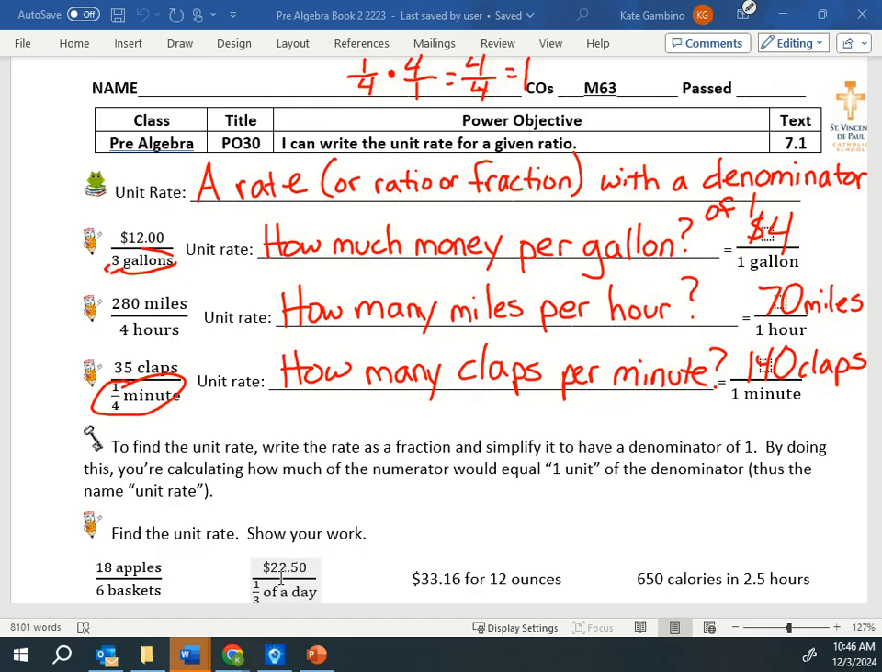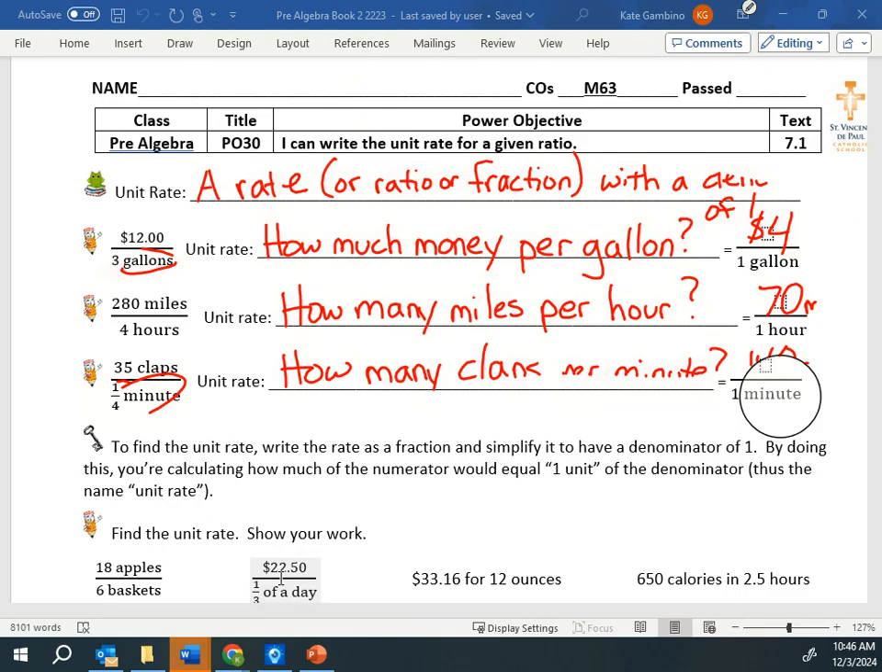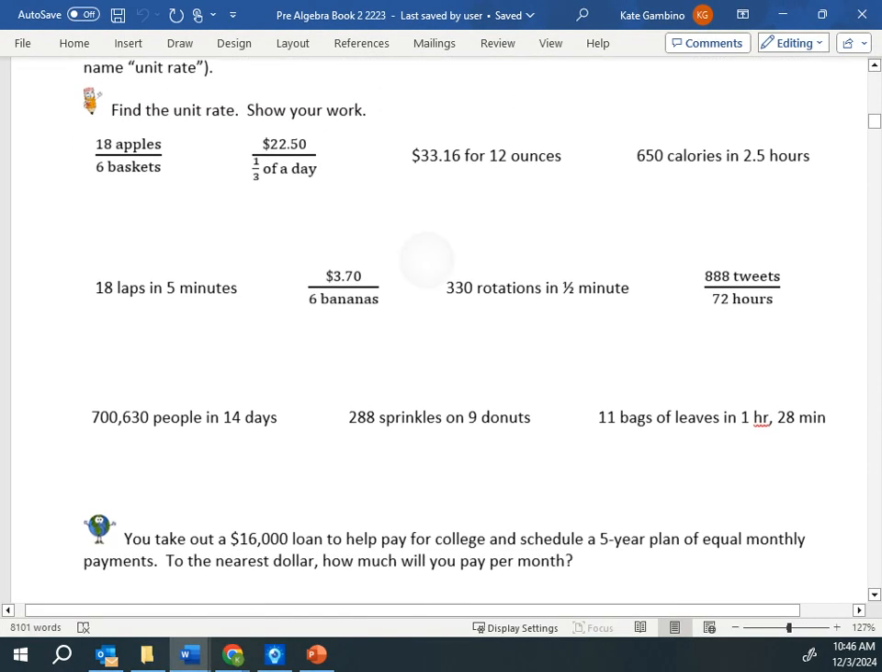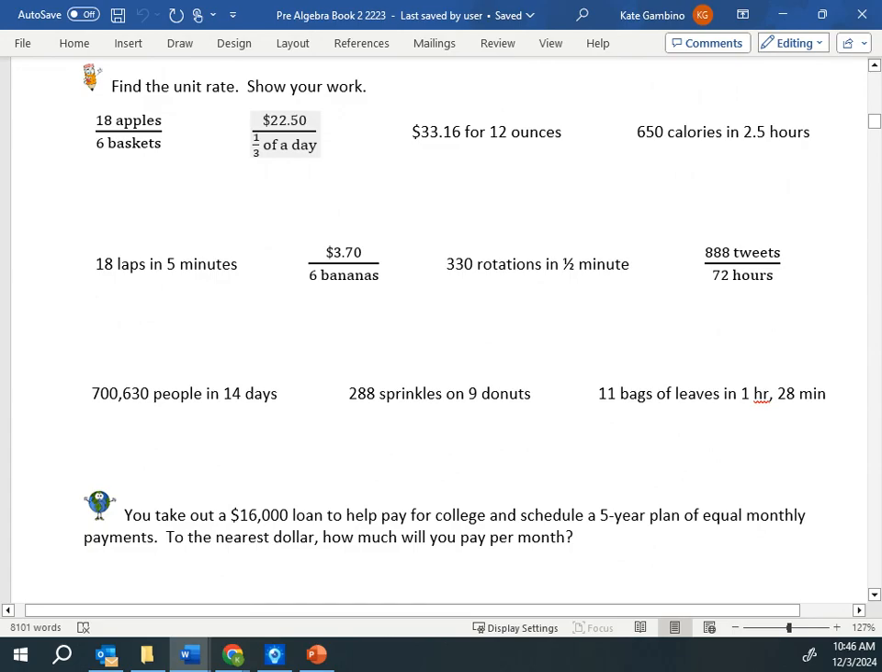So it does say show your work. So I do expect us to show the work that we're doing to get our answer. So the showing our work is pretty basic. What do you think I have to put? 18 apples over 6 baskets. What do I have to put to show my work? What do you think, Graham?